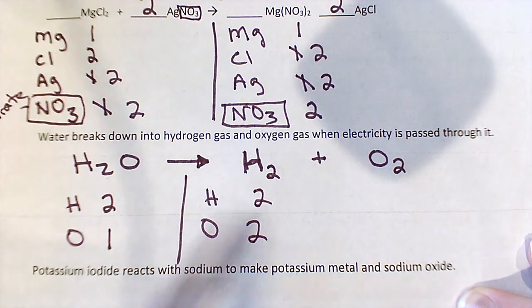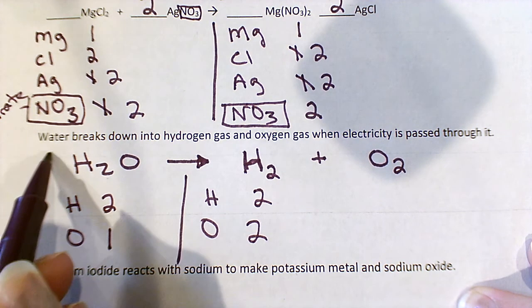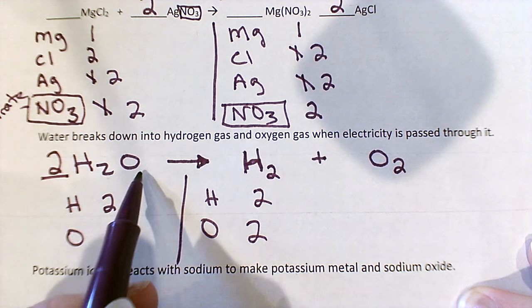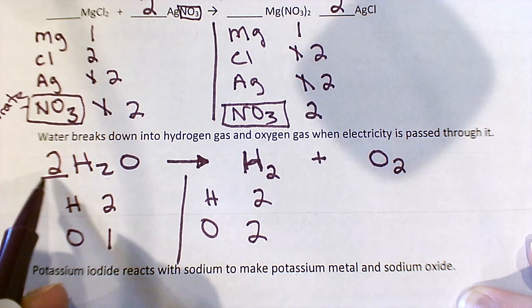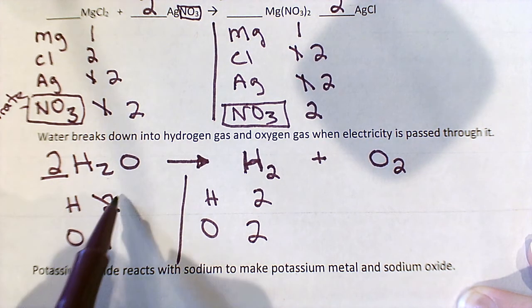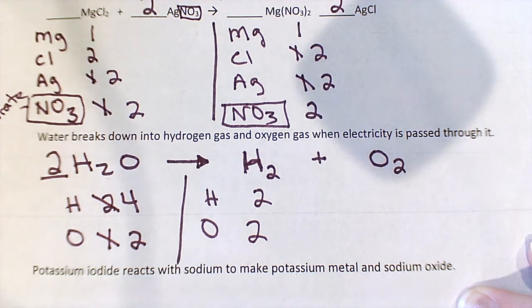This doesn't work, right? My hydrogens look okay. Looks like I need twice as many oxygens on the left, so I need 2 waters. Remember, you can't put a 2 there. That changes what it is. So I need 2 waters. 2 times 2 would give me 4 hydrogens. 2 times 1, 2 oxygens.